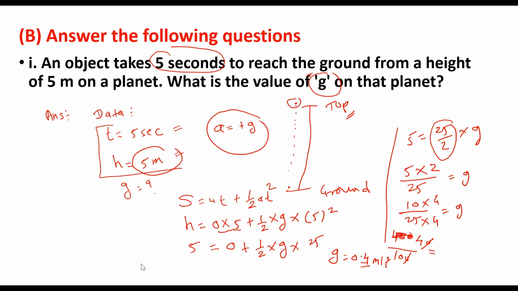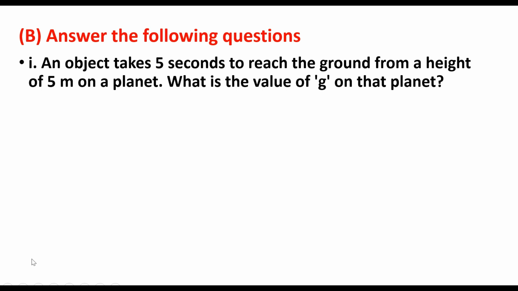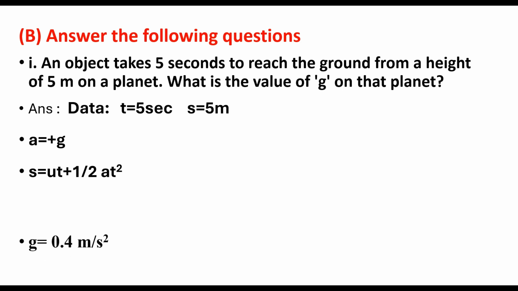So this is how you can write the data for this particular question. Here I have given the details of that particular question. You can use these values, and after substituting the values you will get as the answer g is equal to 0.4 meter per second square.